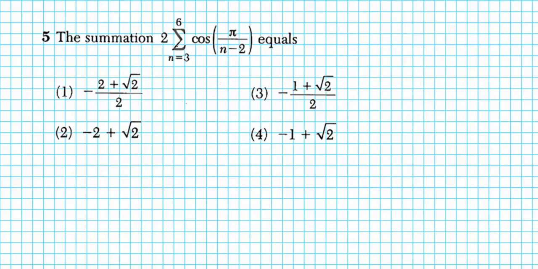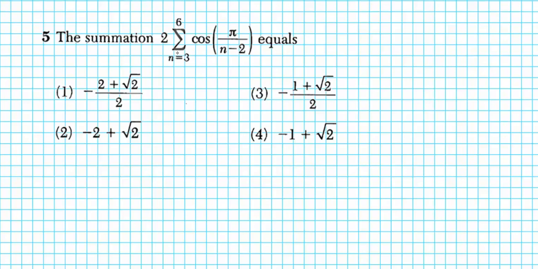All right, let's take a look at question number 5, the last in this review installment. It says 2 times the sum from n equals 3 to 6 of cosine pi over n minus 2 equals. Now, this problem involves the use of two concepts. First of all, you need to understand how to use the discrete sum to determine terms of a summation expression written in condensed format. And secondly, you need to know how to use your unit circle common angles to determine what a trig function is.